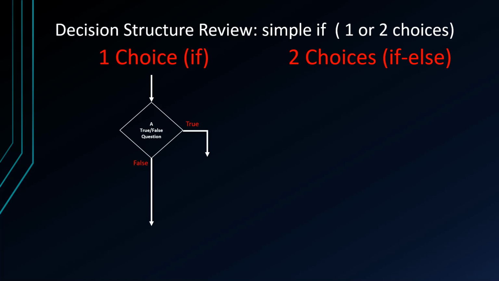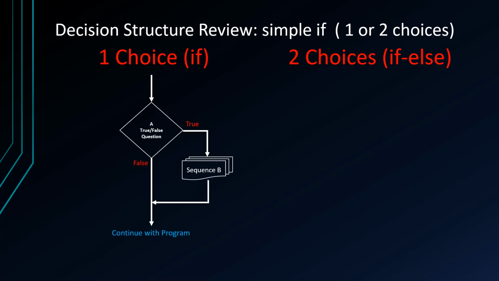So we have a true-false question. And if that question is false, the program just continues as normal. However, if the answer to that true-false question is true, then it will break off and execute some code, a sequence of code, before it rejoins back with the rest of the program.